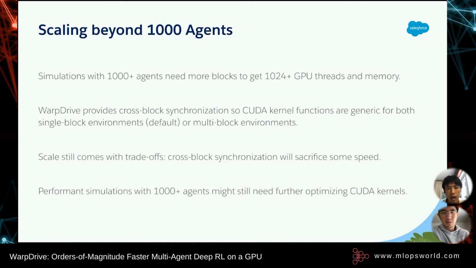Basically, that means that we can have multiple blocks together to form one single simulation replica. So theoretically, it can support 1,000 agents times the number of blocks as the number of agents for one single environment. But this scale also comes with trade-offs, because cross-block synchronization is very expensive, so it will sacrifice speed. If you are doing a simulation that has more than 1,000 agents, I think you may need to consider some further optimization of the original CUDA kernels.